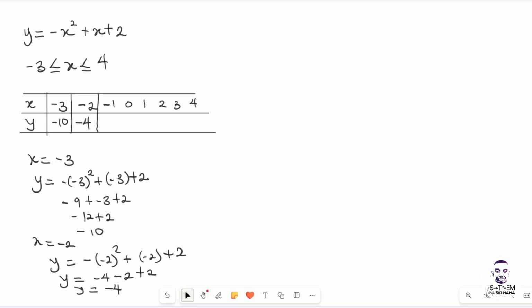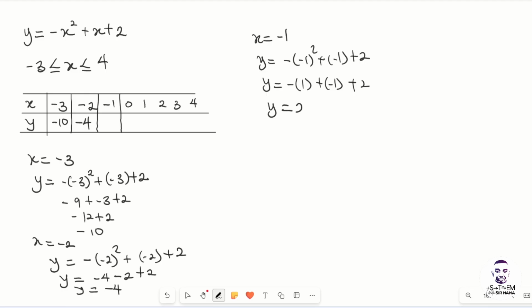Now let's consider the next one, which is negative 1. So if x is equal to negative 1, then our y will be equal to negative of negative 1 all squared plus negative 1 plus 2. So we have our y equal to negative 1 plus negative 1 plus 2. So it means that y becomes equal to 2.